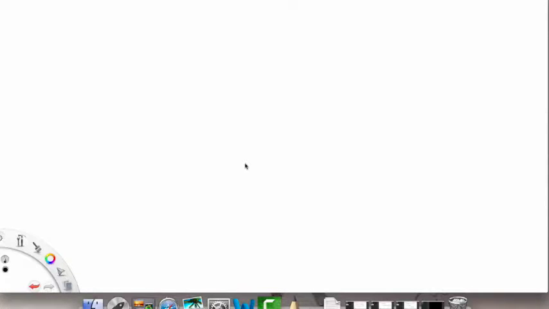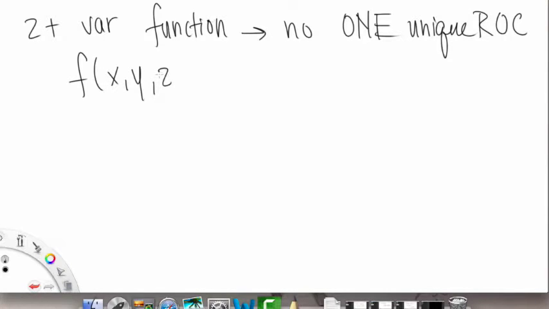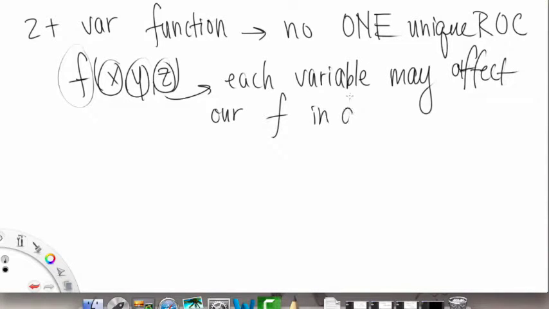In order to explain what a partial derivative is and why we take it, it's important to understand that a function of two or more variables doesn't have one unique rate of change, because each variable, for example an x, a y, and a z, is independent, and each of these independent variables may affect the function f in different ways.